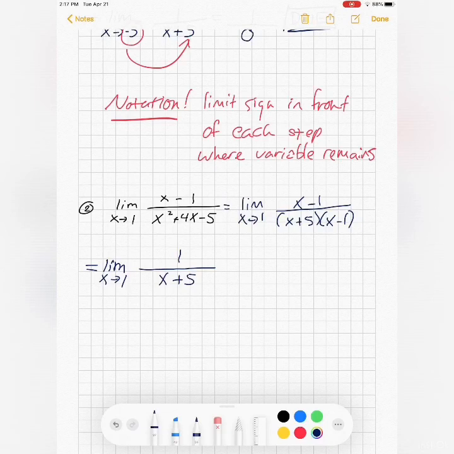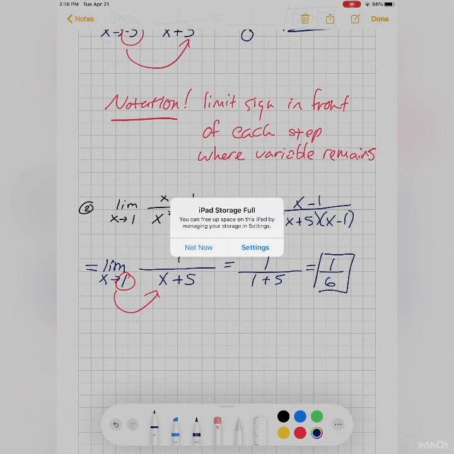Okay, so again, all these steps where I still have the variable, I still have the limit sign in front. Now in the reduced fraction, I go ahead and plug the value in. So notice in this step, I no longer have a limit sign because I no longer have a variable. I've actually evaluated the limit this time. Okay, so this time I can see precisely the value of the limit. It's 1/6.